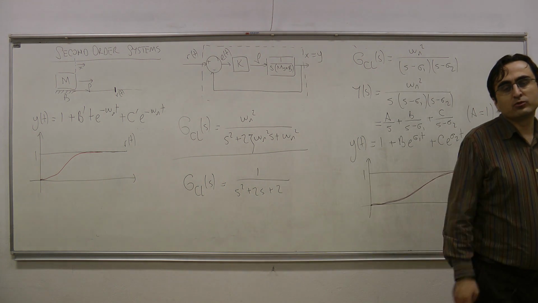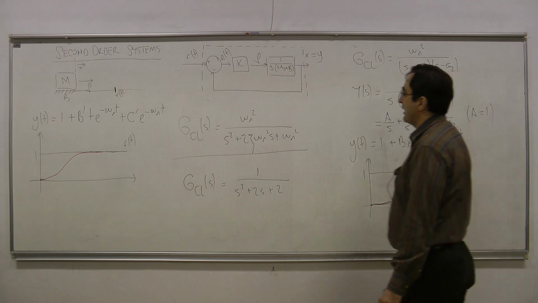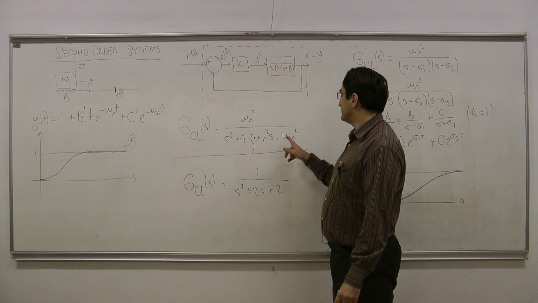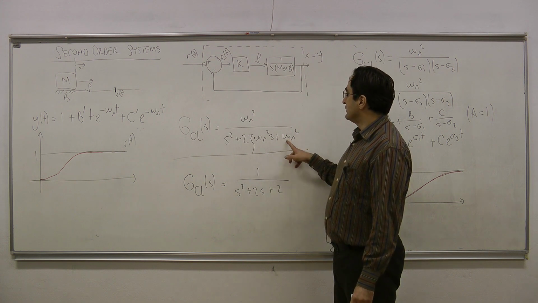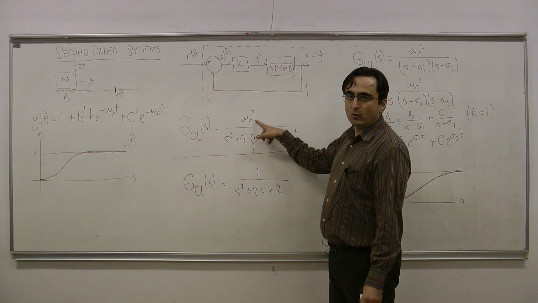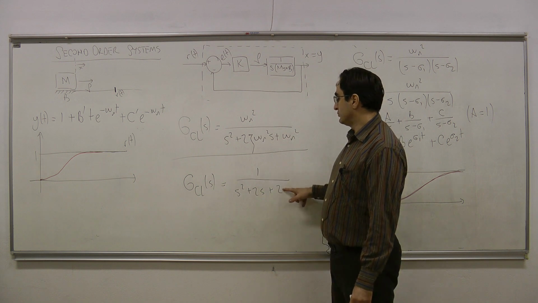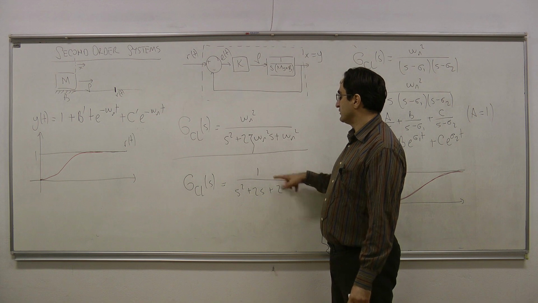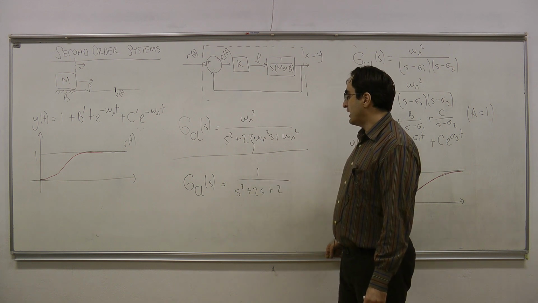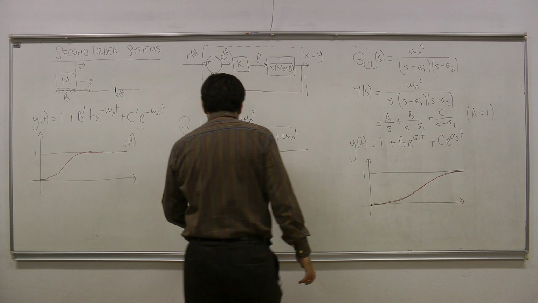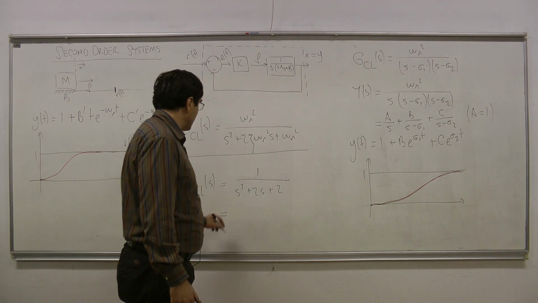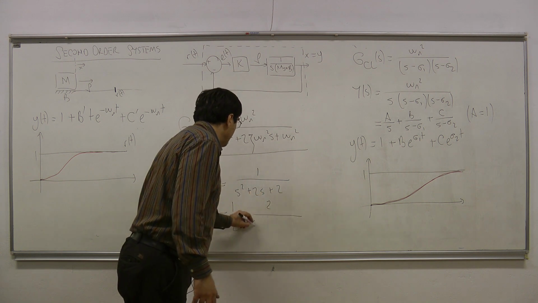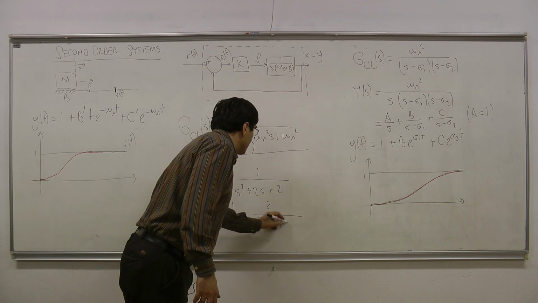Your answer should be no here. This is simply not in standard form. Why is that? Because in standard form, this coefficient here should be the same as the coefficient in the numerator. But here, this coefficient is different than that coefficient. Okay? But I can actually write this transfer function like this: 1 over 2 times 2 over s squared plus 2s plus 2.